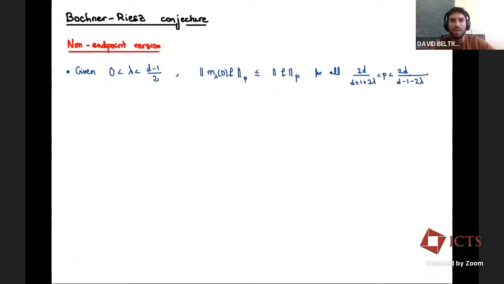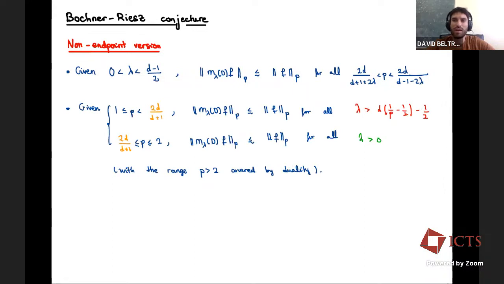So in this context, one can formulate the so-called Bochner-Riesz conjecture, which I'm going to state in two ways. One is for a fixed λ. It is expected that L^p bounds for the Bochner-Riesz multiplier hold for p in the following range, between 2d/(d+1+2λ) and its dual exponent. And we can also formulate it in the reverse way, that instead of fixing λ, we now fix the exponent p. So we fix the exponent p between 1 and 2d/(d+1). And then we expect bounds for all λ greater than this value over here.